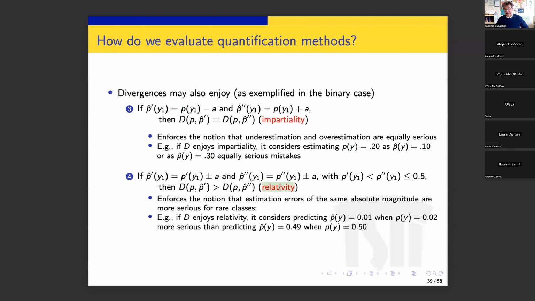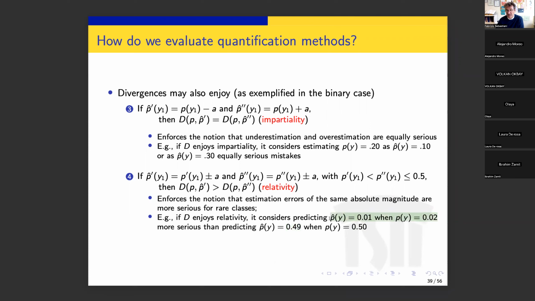Another interesting property is relativity. Here, this is even more clumsy to read, but I'll try to simply say it by examples. Okay, so relativity enforces the notion that estimation errors of the same absolute magnitude are more serious for rare classes. So the idea is, suppose that the true prevalence is 0.02, and your quantifier evaluates it at 0.01. And suppose that instead your true prevalence is 0.50 and your quantifier evaluates it at 0.49.